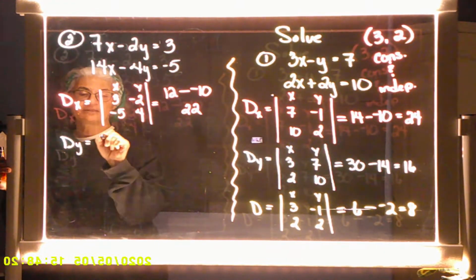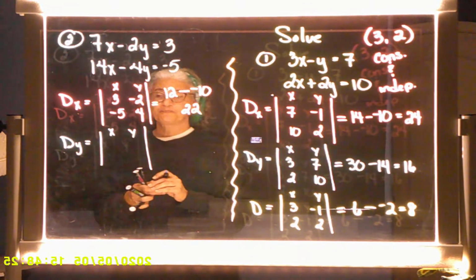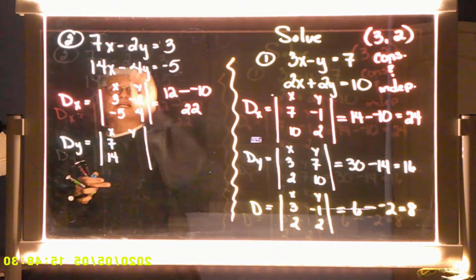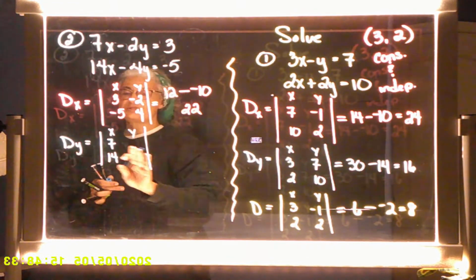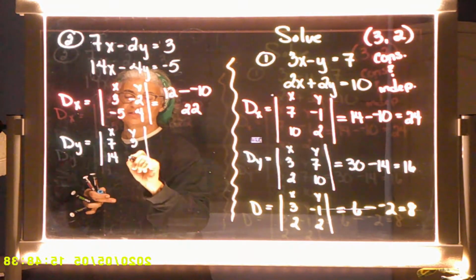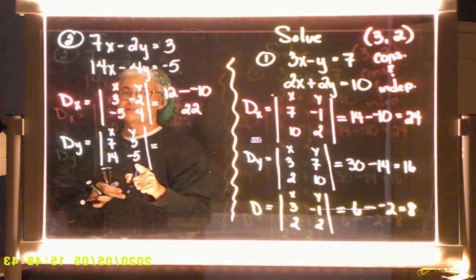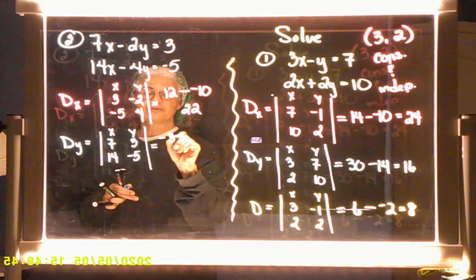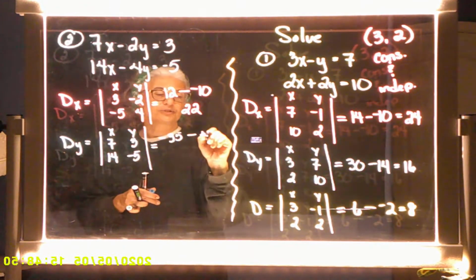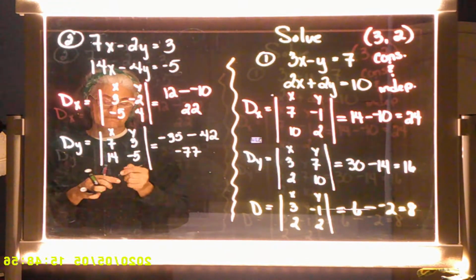Remember, first column is still x. Second column is y. So let's fill in the x column. Yes, I can fill in the x column with my x's. So 7 and 14. Can I fill in the y's? Nope, can't do it because I'm trying to define y. Which means, that's right, fill in the 3 and the -5 instead. So let's see what we get. 7 times -5, good, -35 minus 3 times 14, yeah, that's 42. So that looks like it's a -77, isn't it?